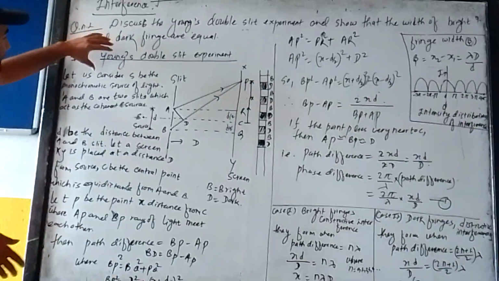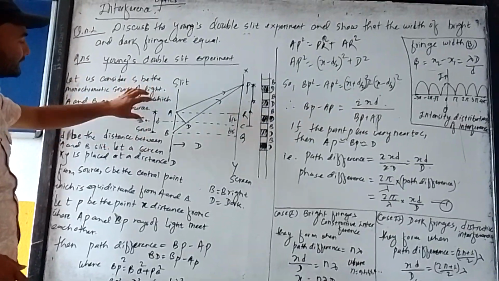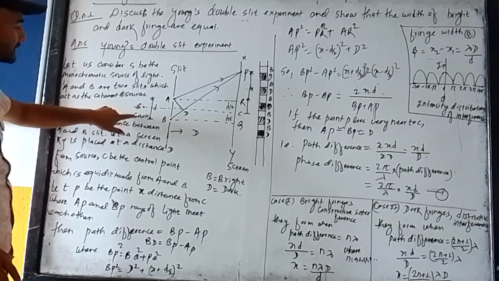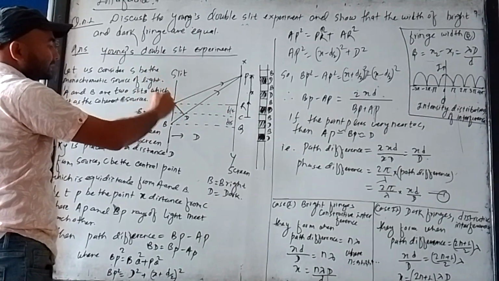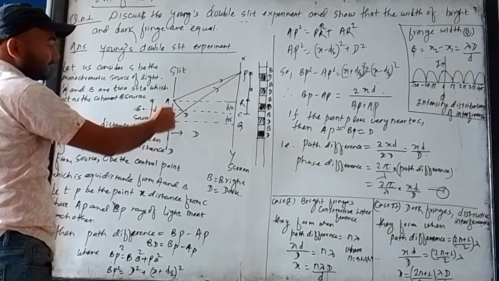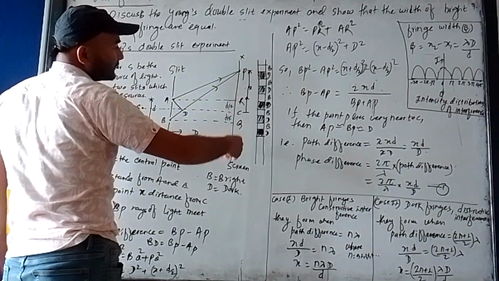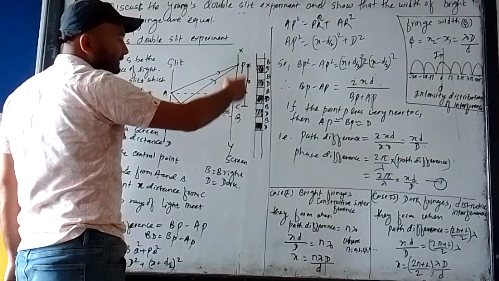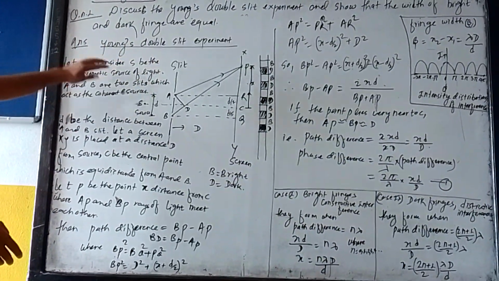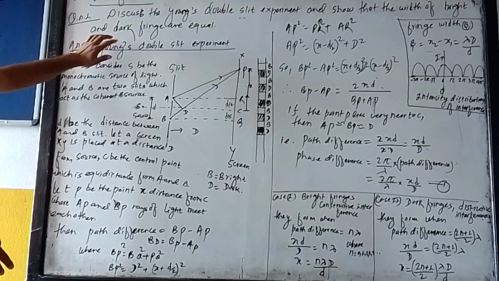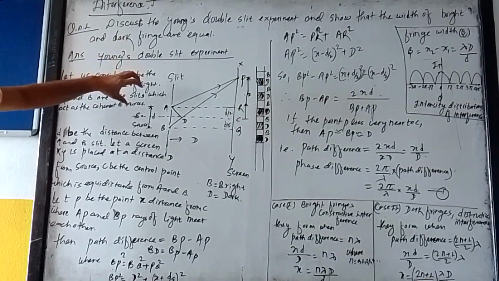So here we are going to deal with different light. Here is light from the source. When the light from the source is allowed to be incident on slit A and slit B, and these two rays of light are incident on the screen, we can observe two types of fringe. Somewhere we can see a bright fringe, somewhere we can see a dark fringe.